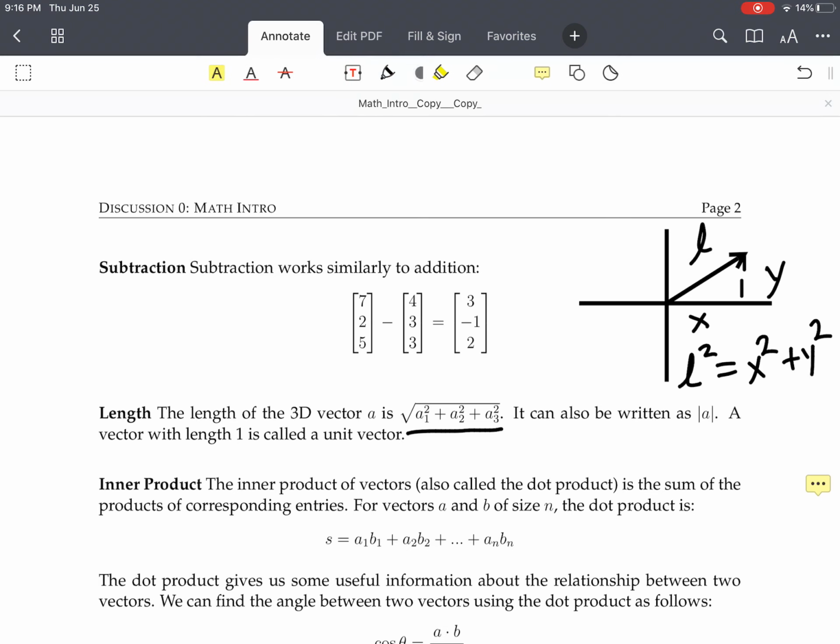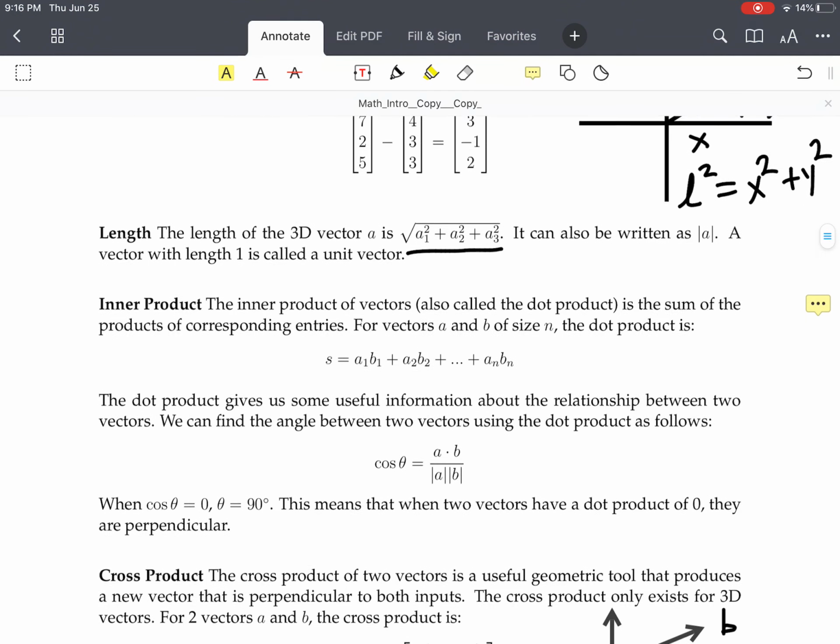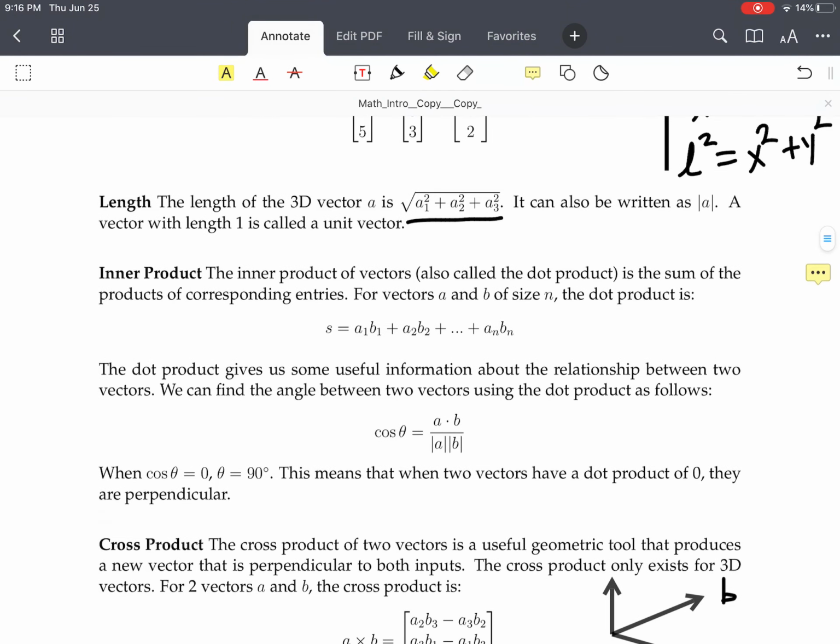Okay, so one of the next key properties of vectors, something important to know, is the inner product or the dot product. It's more commonly referred to as the dot product, so keep that in mind.